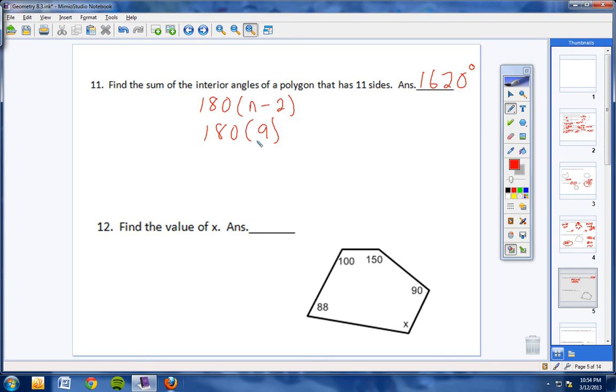I hope everybody sees where the 9 comes from. There's 11 sides, and you put an 11 in for n, so 11 minus 2 is 9. Okay, find the value of x. Do we have 5 sides again? Wow, could I have made this quiz any easier?